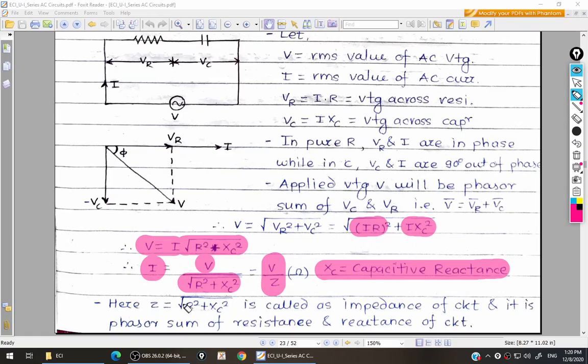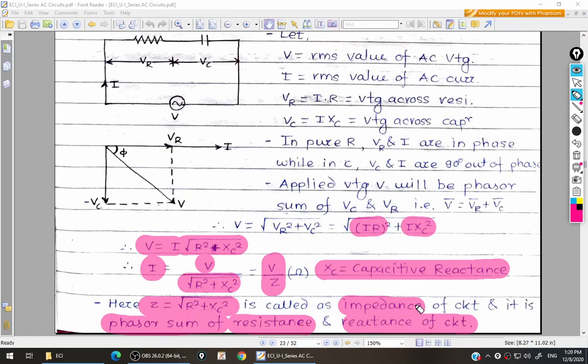Okay. Friends, again here we are getting Z is equal to root of R square plus X square. So you can say that your impedance is a combination of resistance and reactance. It is actually the phasor addition of resistance and reactance. So it is the phasor sum of resistance and reactance of the circuit. So if your circuit contains resistance and reactance, and we take their phasor addition, what you are getting is impedance.